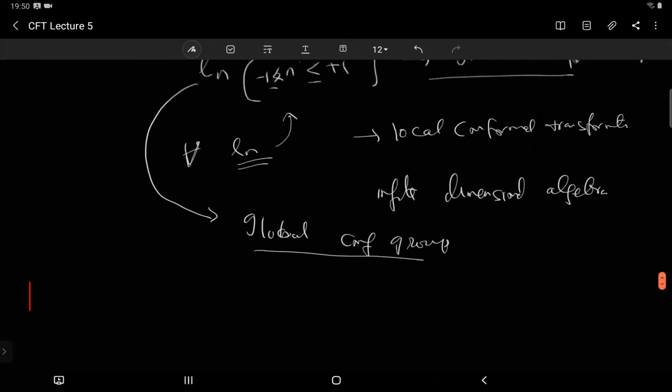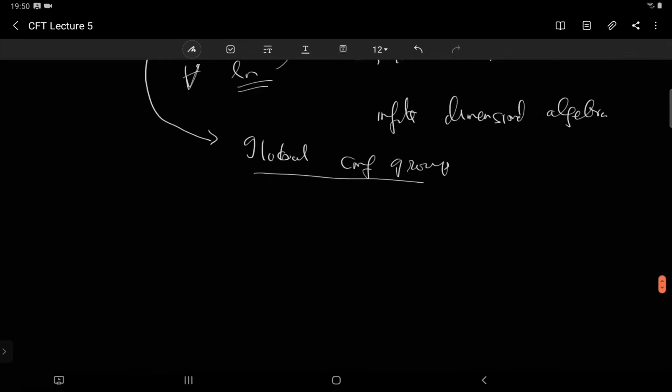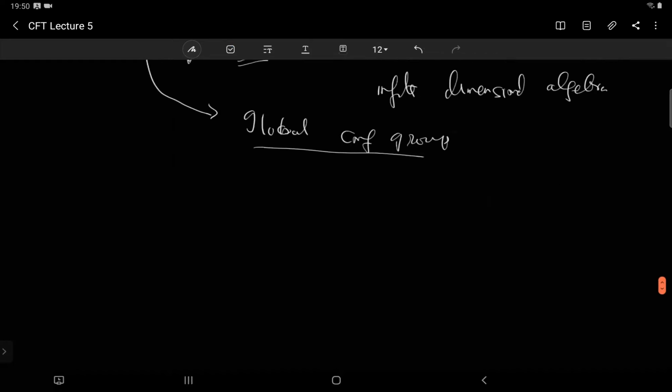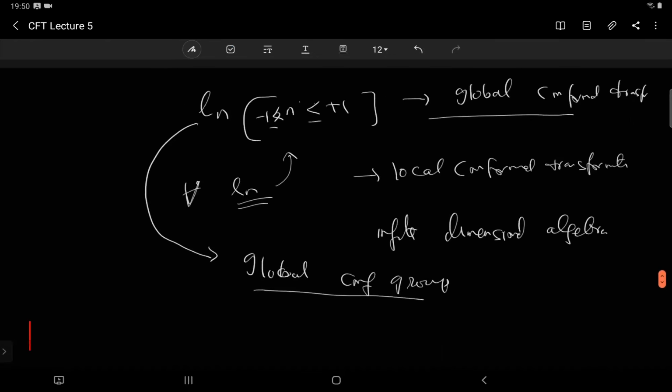Sir, what do you mean by local conformal transformation? Means all n other than minus 1, 0 and plus 1? Yes, other than this set, local conformal transformation. Okay. I'll see why this is a group in another way also.